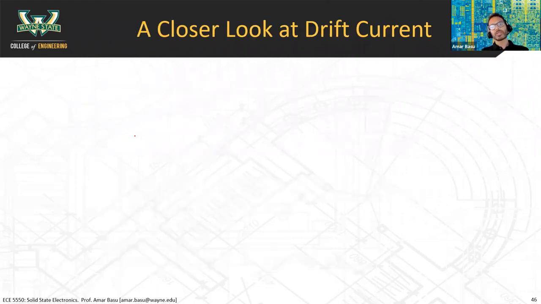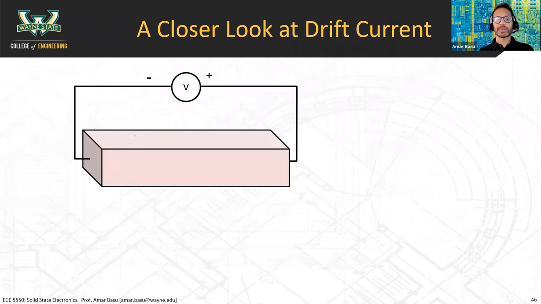So if we look closely, let's zoom in and see what is going on in a semiconductor material that would give you these resistor-like properties. Okay, again, we start off with the voltage source. We have the positive potential here, negative potential here, and then we just have a block of semiconductor material. A rectangular block. So the first concept we're going to throw in here is the dimension.